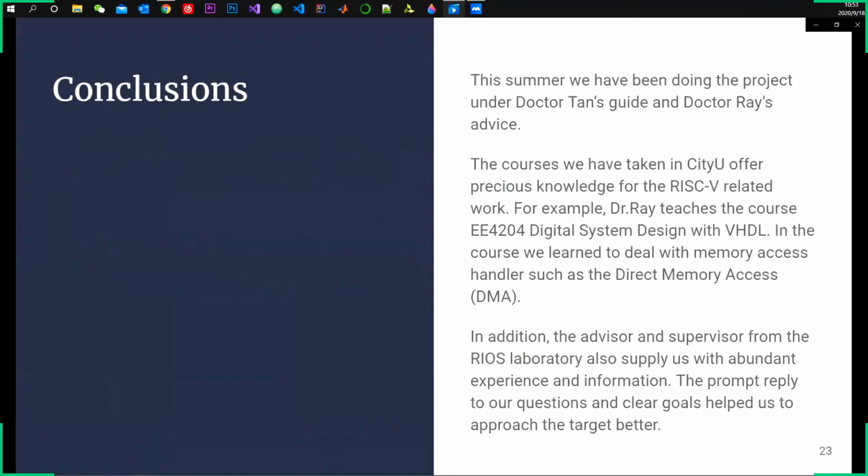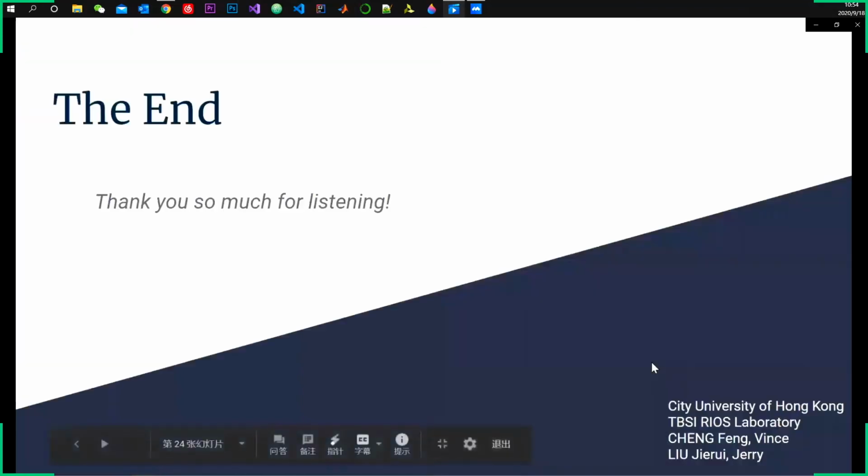This summer, we have been doing the project under Dr. Tang's guidance and Dr. Ray's advice. The courses we have taken at CDU offer precious knowledge for the RISC-V related work. For example, the doctor teaches the course EE4204, Digital System Design with VHDL. In the course, we learn to deal with memory access handlers such as direct memory access. In addition, the advisor and supervisor from the RIOS laboratory also supply us with abundant experience and information. The prompt replies to our questions and clear goals helped us approach the target better.